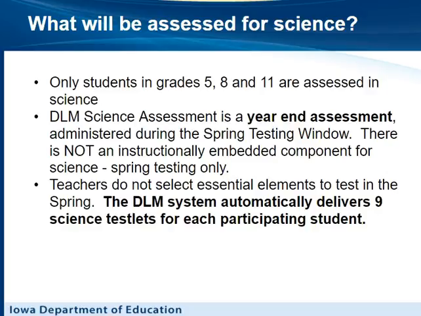Also, unlike the fall and winter windows for ELA and math, where teachers are selecting essential elements from the blueprint and then delivering the assessments, there's not a selection process for science. In the spring, the DLM system will automatically deliver 9 science test lists for each participating student.